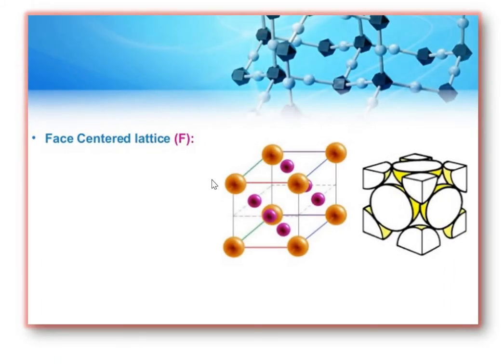Then the face-centered lattice. Here, all these 6 purple colored atoms are at the center of each and every face. In all 6 faces of the cube, there are automatically 6 atoms at the centers of the faces. So, this structure is the face-centered lattice, the FCC structure.